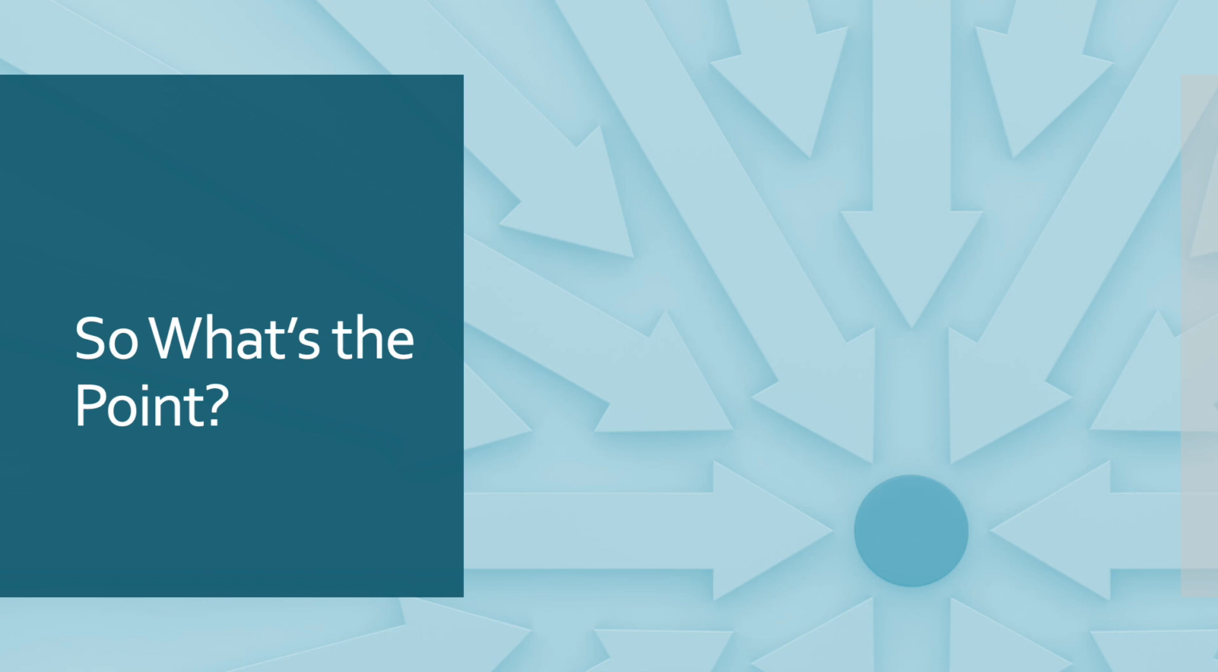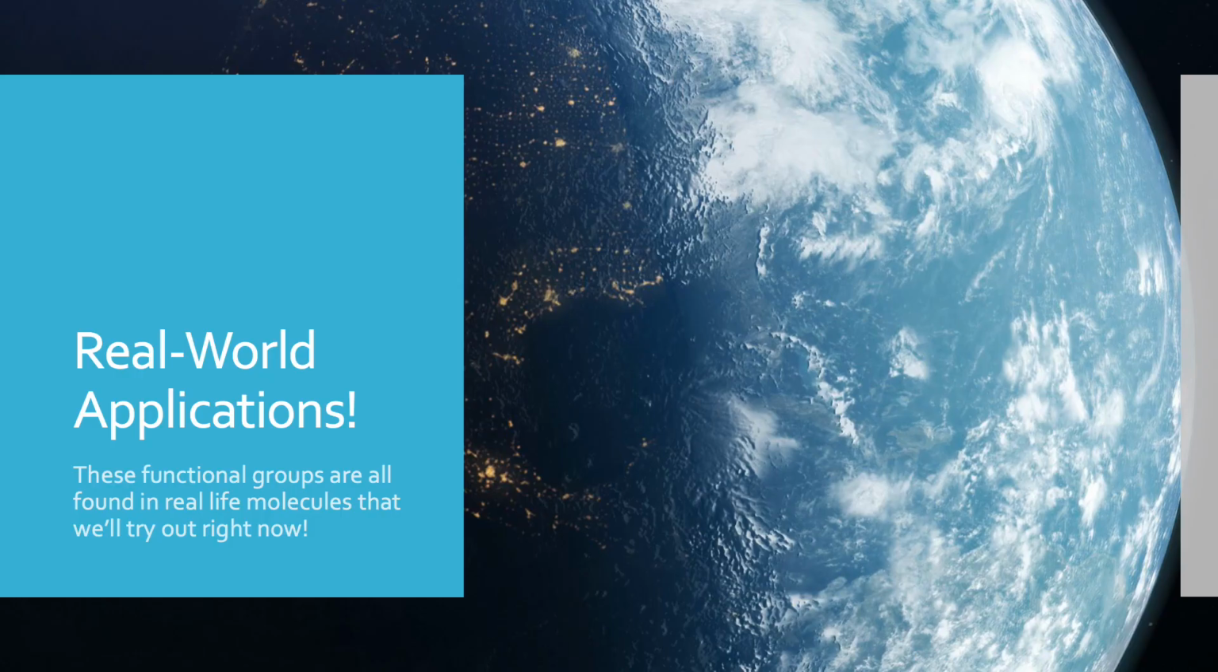So what's the point of learning all these functional group names? What's this going to do for us? All these functional groups are contained in molecules that many of us interact with every day. This case stays true with peroxides and anhydrides. So let's try out some real-world examples.